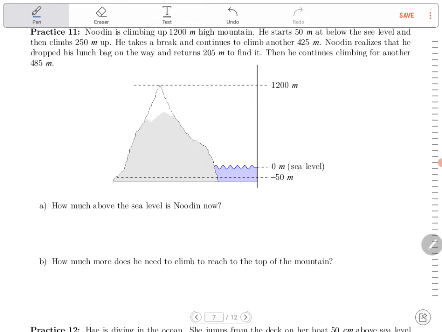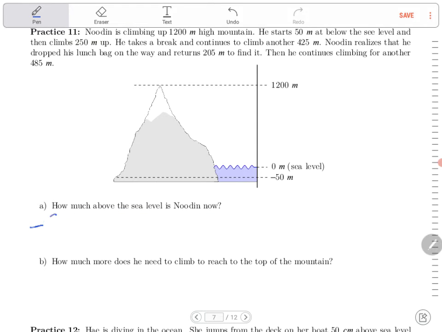Okay, so what we want to do with a problem like this is set it up to look like the problems that we've been doing in this section. So this is a problem of adding and subtracting integers. So let's start with A. How far above the sea level is Newton now? Here's how I would set this up. Where does he begin? Well, he begins at 50 meters below sea level, so at negative 50 meters. The question is, remember, how far above the sea level is Newton now?